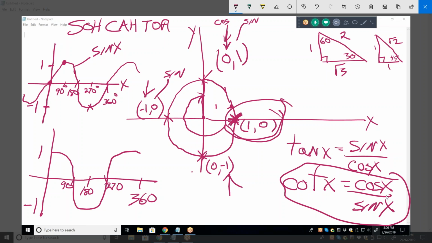Same thing with cosine. Okay. Not the same with tangent. The tangent curve looks entirely different. Tangent can go from -infinity to infinity, but not the sine and the cosine.